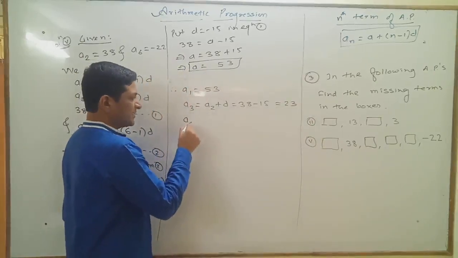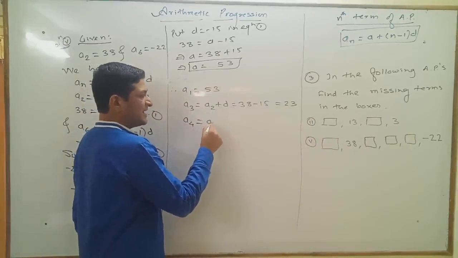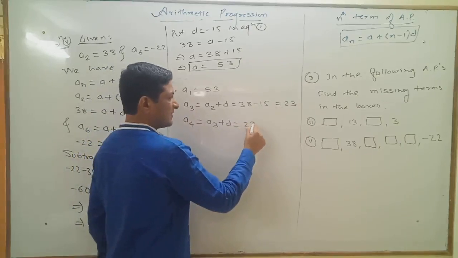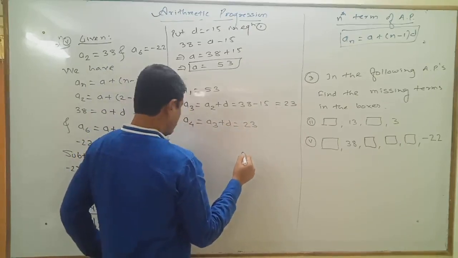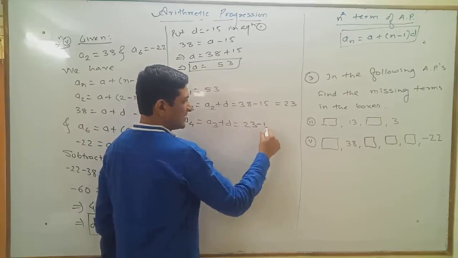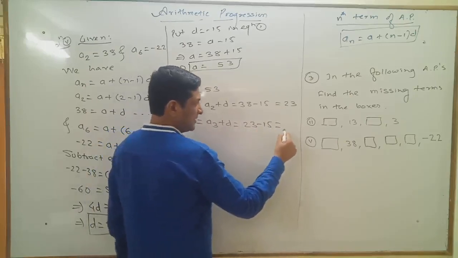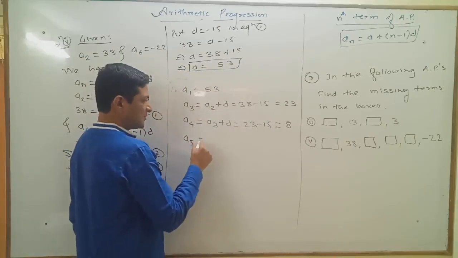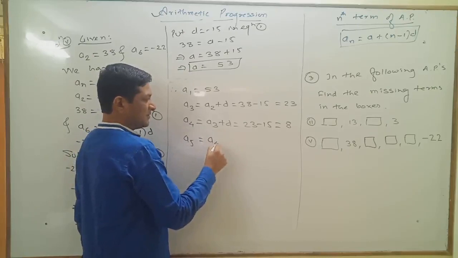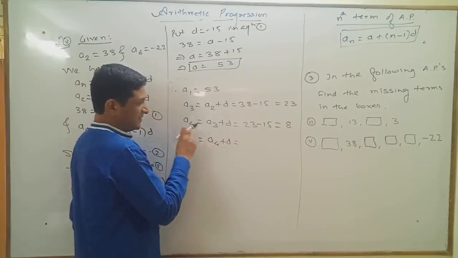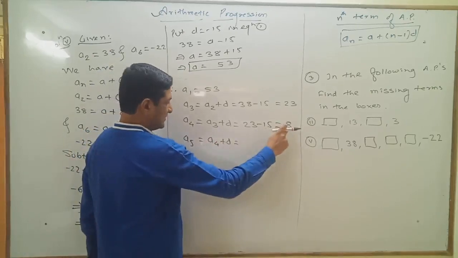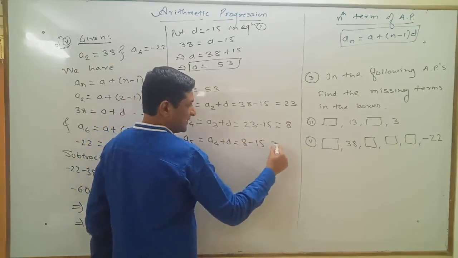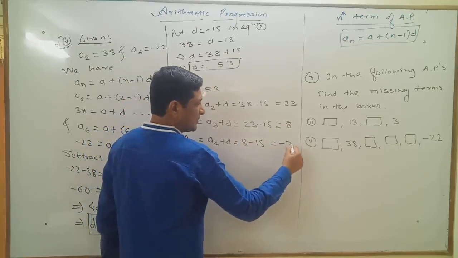Now to find the next term, means the fourth term, we are adding D to this third term. So third term is 23 and D is equal to minus 15. So replace this D by minus 15. 23 minus 15 will be equal to 8. Now to find the next term, means the fifth term, it will be equal to the fourth term plus D. If we are adding D to the fourth term, we will get the fifth term. So the value of the fourth term is already known to us, 8, and the value of D is equal to minus 15. So 8 minus 15 will be equal to minus 7.